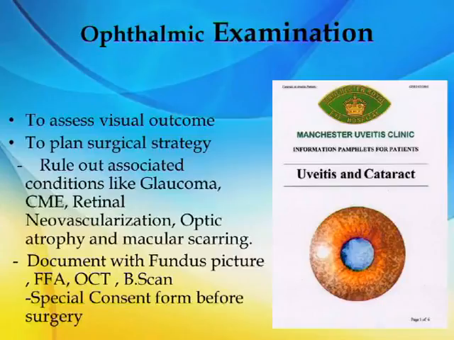Ophthalmic examination gives you 2 clues, that is to assess the visual outcome and to plan surgical strategy. You have to rule out associated conditions like glaucoma, cystoid macular edema, retinal neovascularization, optic atrophy, and macular scarring. All these things should be documented with fundus picture, fundus fluorescein angiography, OCT, and B-scan. A special consent form is required after explaining and making the patient understand before surgery.